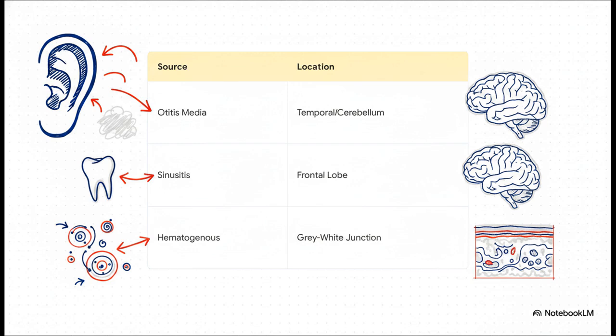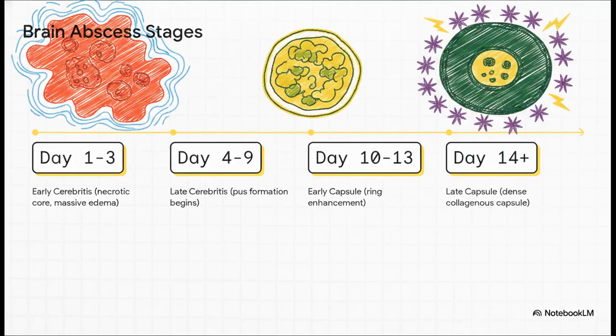And if it's traveling through the blood, hematogenous spread, you're looking at multiple abscesses sitting right at that gray-white matter junction. And they don't just magically appear fully formed. It's a chronological progression. Days 1 to 3, you're in early cerebritis.